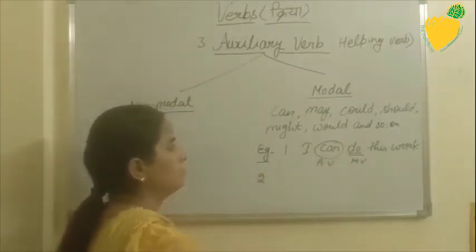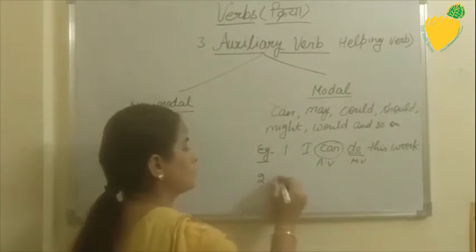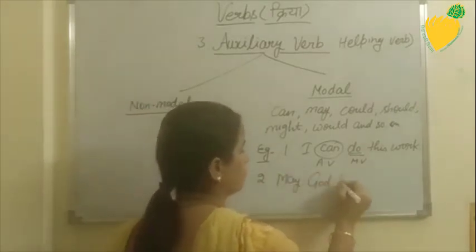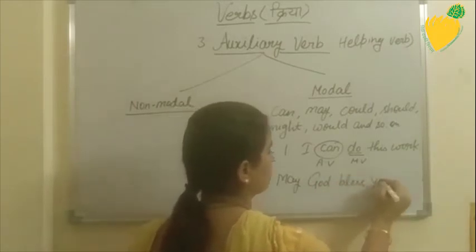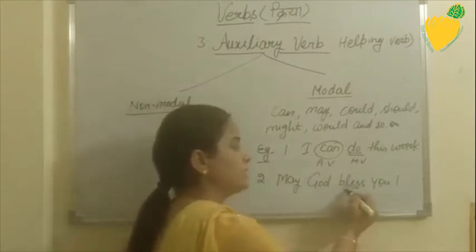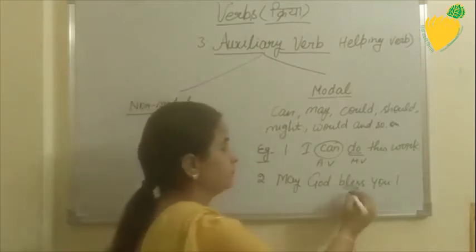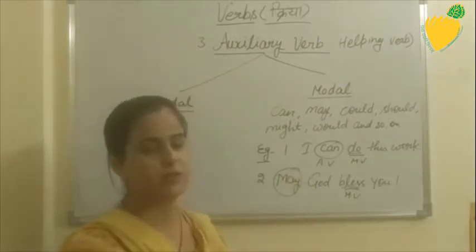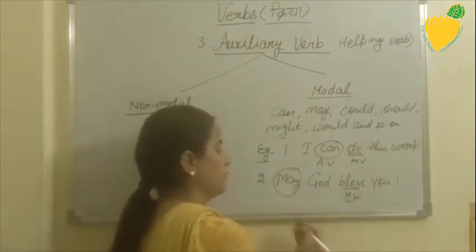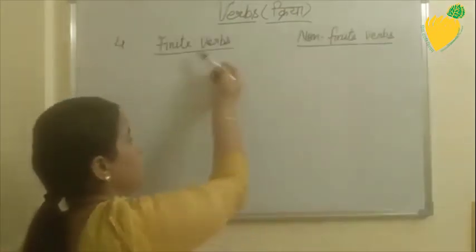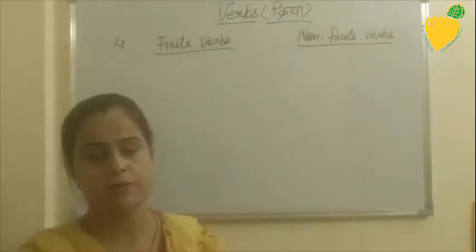Next example, may God bless you. In this sentence, bless is the main verb and may is the auxiliary verb which is helping this main verb in the sentence. Next is finite verbs and non-finite verbs.